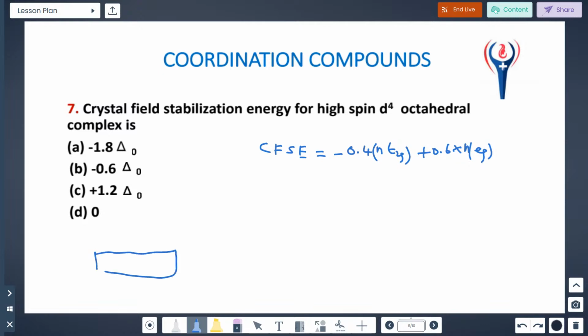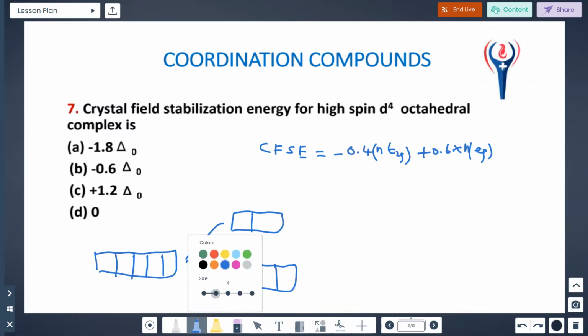Suppose it's a d orbital. The d orbital splits into 2 sets of orbitals. Understood? Are you following? It's a high spin complex, which means weak ligands. Weak ligands means the splitting will be very small. So we can fill up d4. How to fill up here? 1, 2, 3, 4. Okay. So this is called t2g and this is called eg. So t2g has how many electrons? 3 electrons.